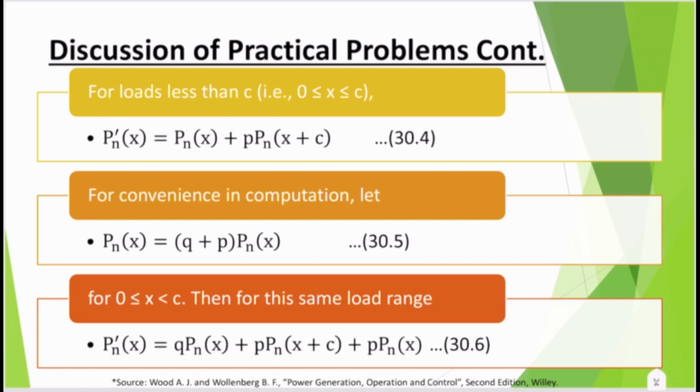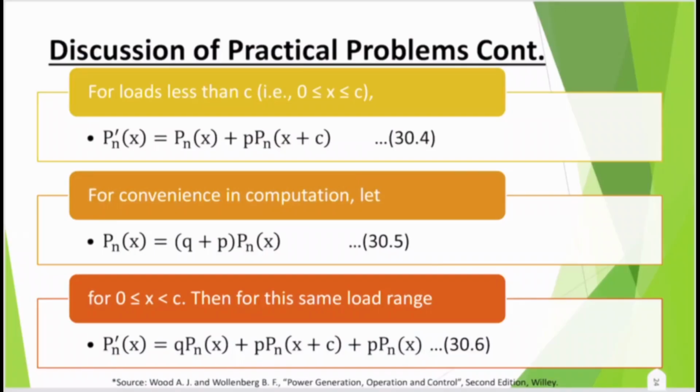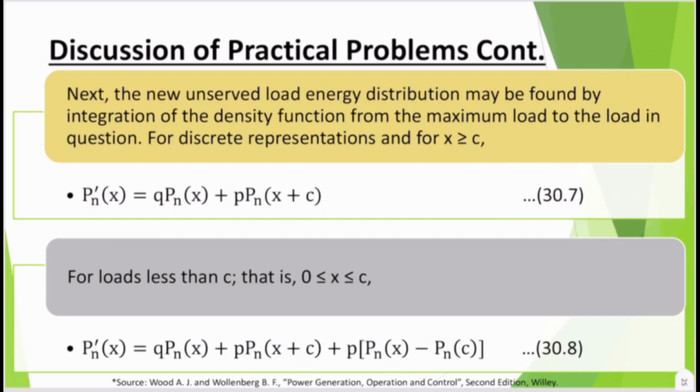Now for loads less than C, that is X between 0 and C, we'll use the first equation, 30.4. For convenience in computation, let P_n(X) equal Q plus P times P_n(X). If you assume that, then for X between 0 and C, P_n'(X) equals Q times P_n(X) plus P times P_n(X+C) plus P times P_n(X), which is the final expression for my application.